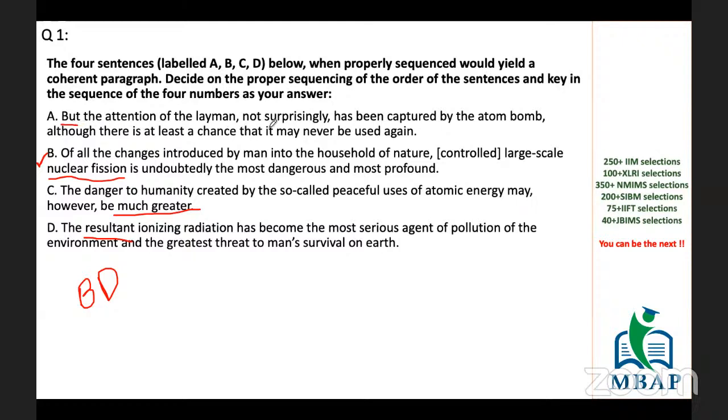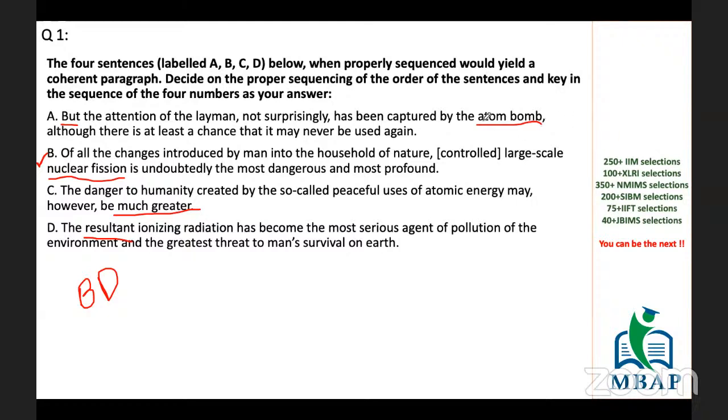I have a sentence with me, and the nature I can see is already given here. So what I need to do is look for contradicting information. Let's see A again. But the attention of the layman, not surprisingly, has been captured by the atom bombs, although there is at least a chance that it may never be used again. So it means we are talking about the attention being on the atom bomb. It means we have to come up with something similar to the atom bomb that no one is paying attention to. Okay, so there are two types of things given, two types of energy.